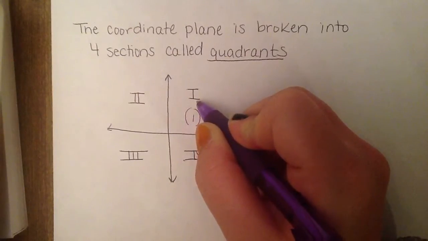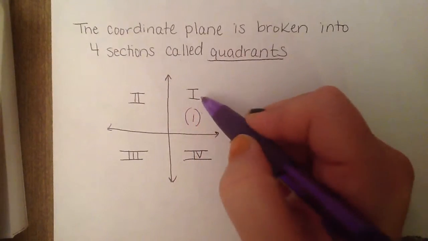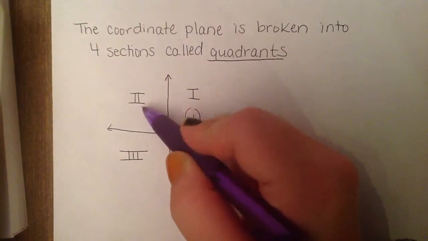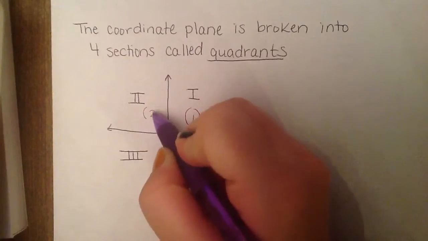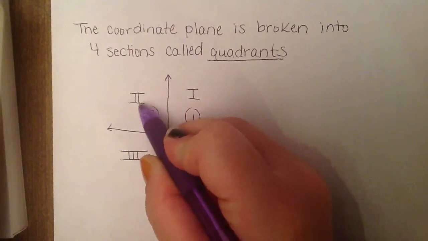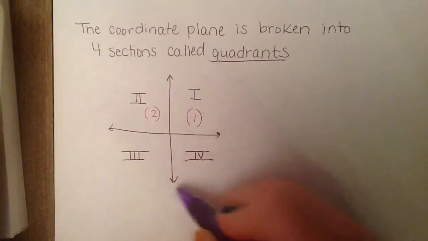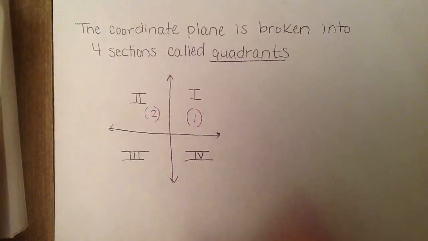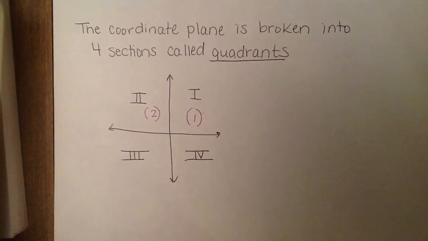The upper right corner is quadrant 1. From there we move to quadrant 2. Quadrant 3, quadrant 4. Okay? The 4 quadrants that are made up from the x-axis and the y-axis. Great job today, mathematicians!